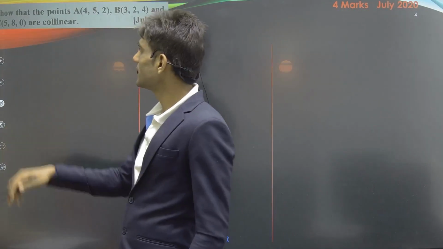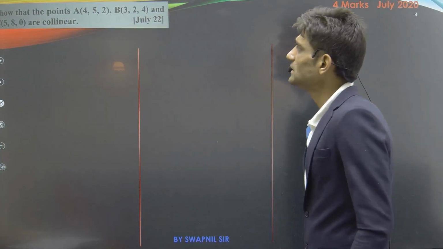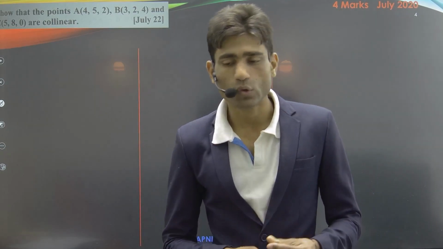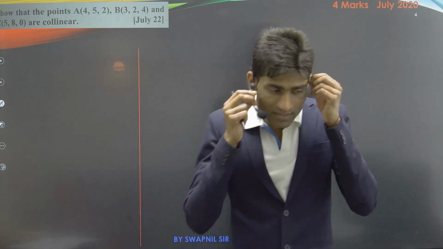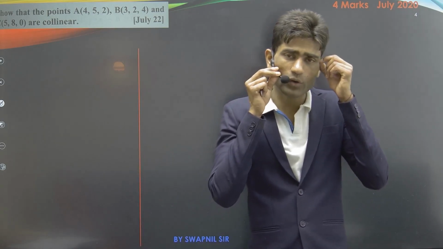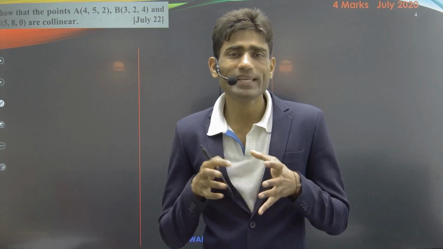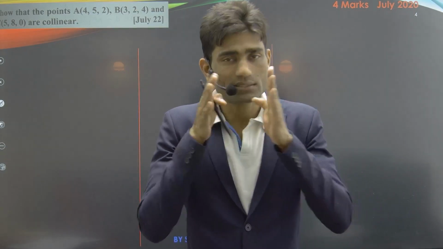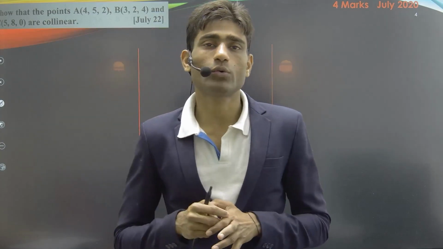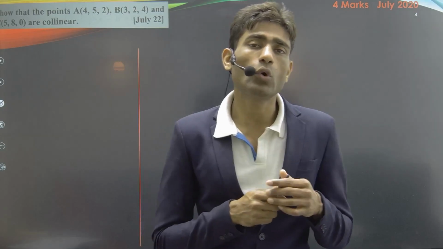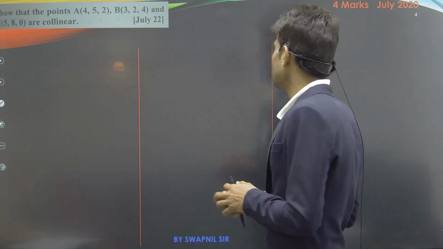In our next example, we have to show that the points are collinear. Now the condition for collinearity comes again. As I have explained earlier, if two vectors are collinear, that means we write one vector as some scalar multiple of another vector. That means these two vectors are collinear. This is the condition for collinearity.